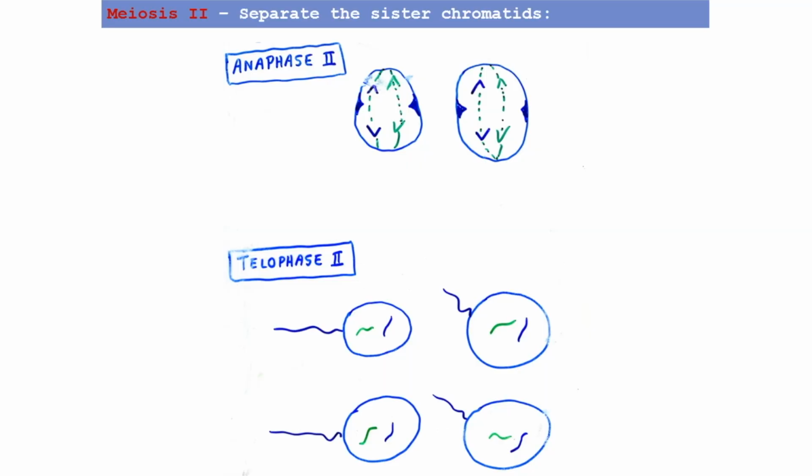I've just drawn in the male gametes here, put a tail on them. Critical thing here, you'll notice that each one now, there's the green chromosome, there's the blue one, but you only have 1 copy of each.